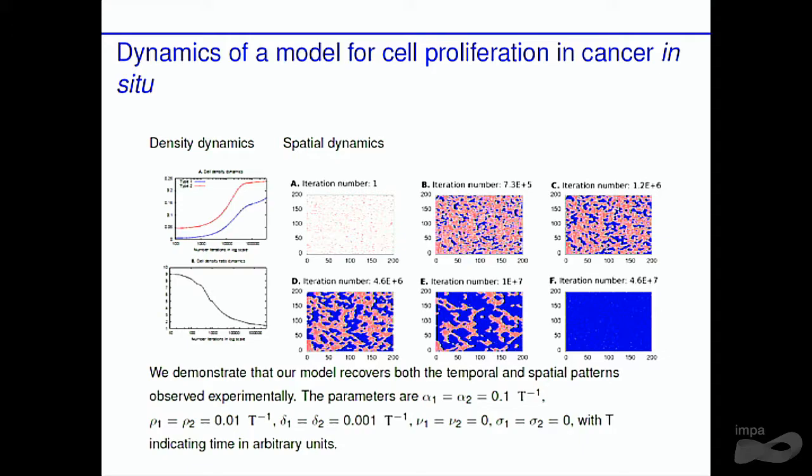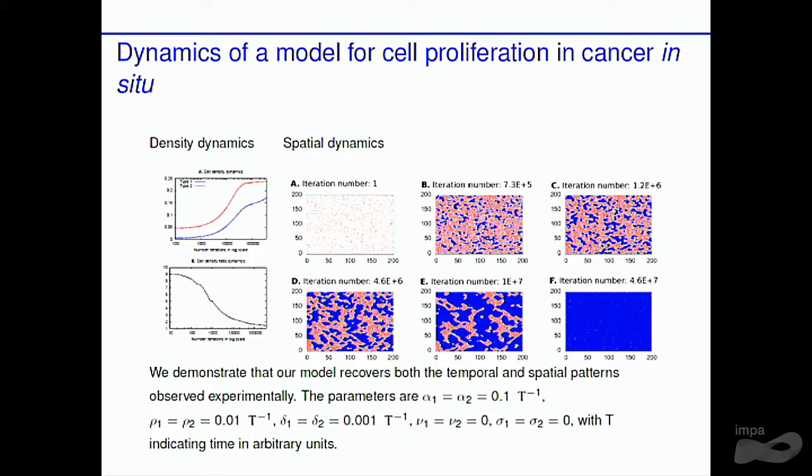clusters start to get bigger and bigger, and at some point there is a transition such that we go from a configuration where most of the cells are normal towards a situation where most of the cells are cancer, and at steady state the domain is going to be fully occupied by tumor cells.